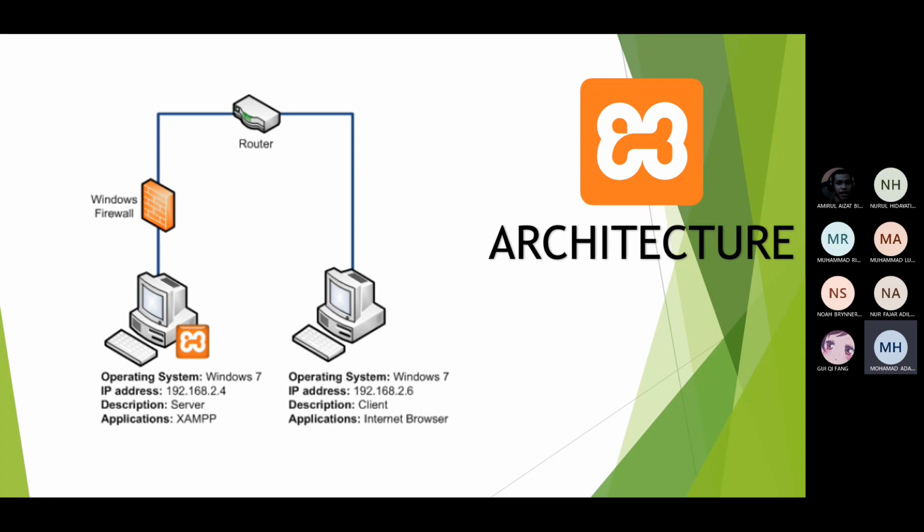So this is the architecture for the XAMPP server. The XAMPP server, this one is the client and this one is the server. The client will send a data request to the XAMPP server. The whole transmission is done by a router. The XAMPP server will accept and reply back to the data request to the client.